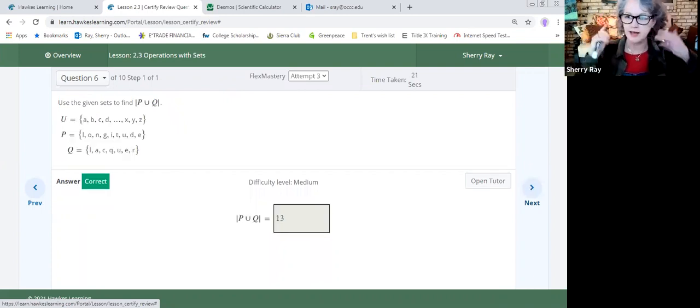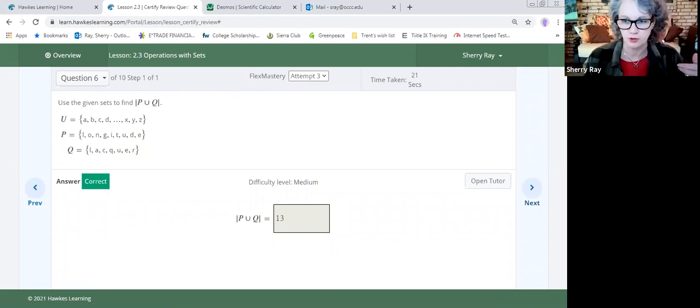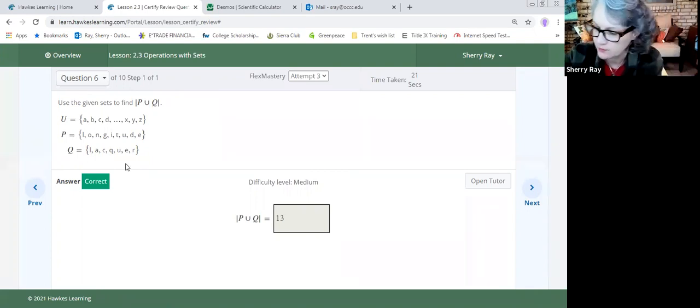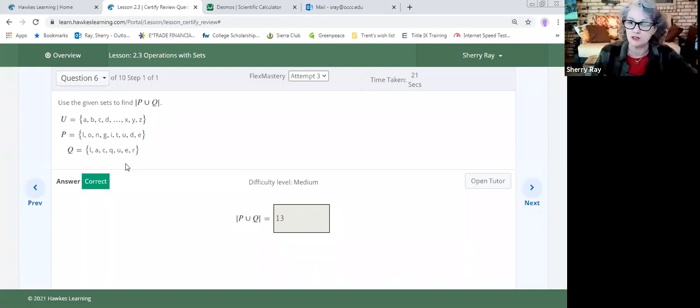the absolute value bars, that's the cardinal number. We want to know how many elements are in P union Q. So the union means or, okay? Intersection means and. So P union Q, first of all, I'm going to list all the elements that are in the union of these two sets. You cannot list an element more than once.